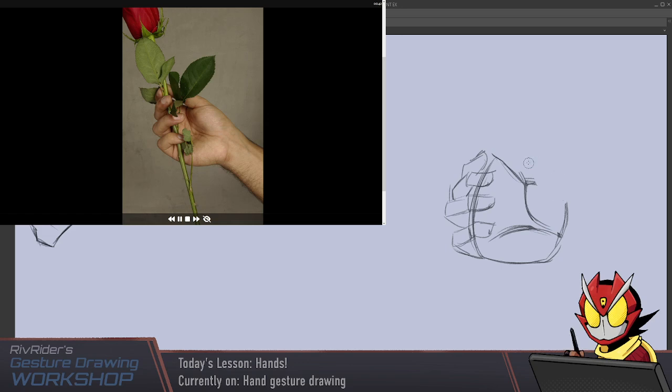I can push that a bit more. Thumb's metacarpal, probably somewhere around here. Yes, and that's how I get it closer to there. Again, I can cut this in half, and that's how I get the other half here.